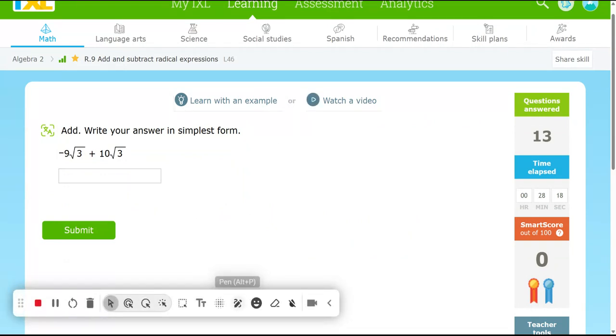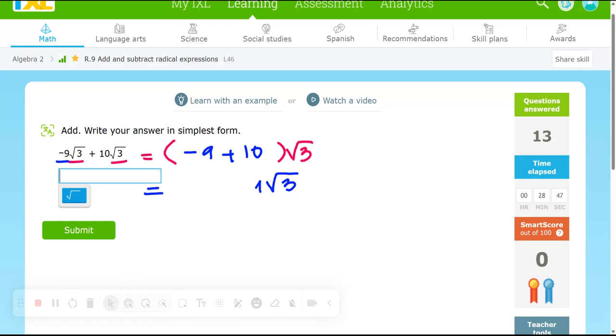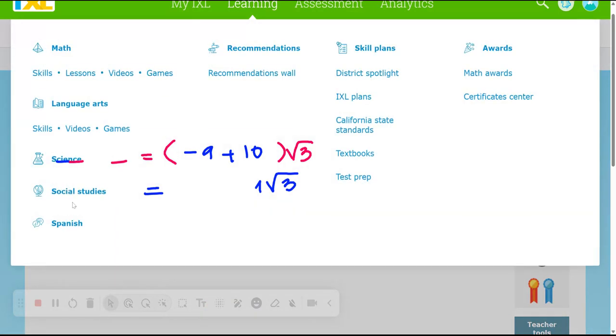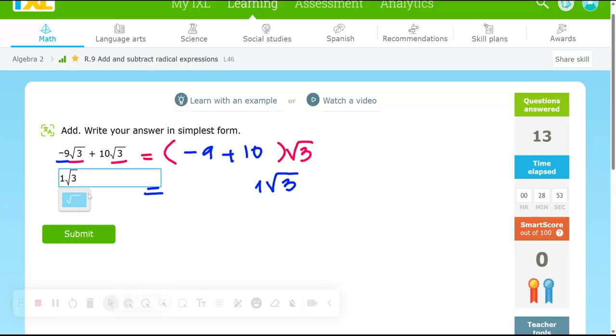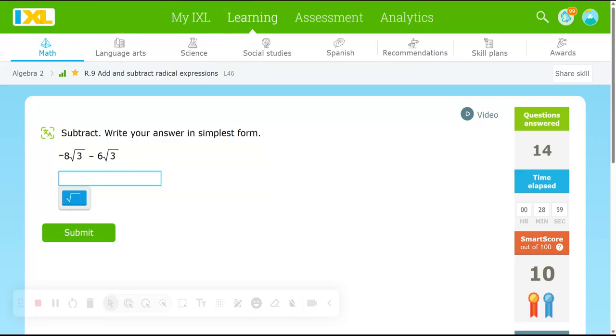Okay, so here we go. So you can see square root of 3, square root of 3 is the same thing. So you can combine them, okay? So I can factor out square root of 3 in the back. So I should have negative 9 and then plus 10. Negative 9 plus 10 is 1. So the answer is 1 square root of 3. That's it. Okay. You can enter square root of 3. You can put number 1 square root of 3, or you can put only square root of 3. Either way, it should be correct. Voila. Okay, now the next one we do the same.